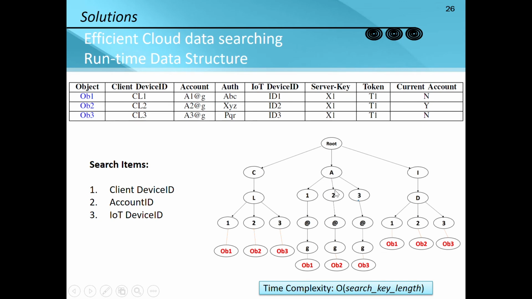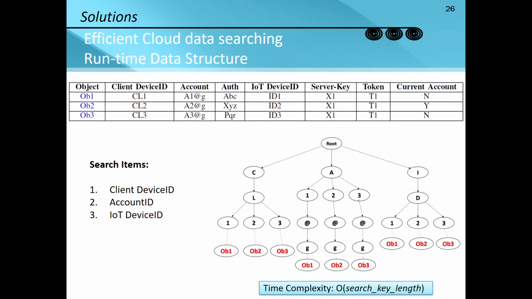We apply an optimized runtime searching algorithm in the cloud that finds any component from a cloud device in order of almost 1. This is order of 1 time complexity. This is actually the optimized trie solution. In the CloudPush framework, a search item can be a client device ID, account ID, or IoT device ID. These three items are indexed in a search tree.